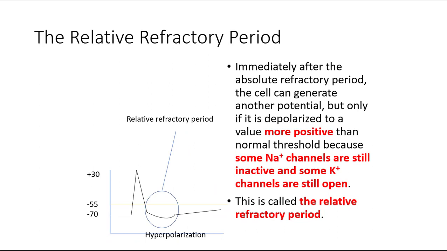Immediately after the absolute refractory period, the cell can generate another action potential, but only if it is depolarized to a value more positive than the normal threshold, because some sodium channels are still inactive and some potassium channels are still open. This is called the relative refractory period.